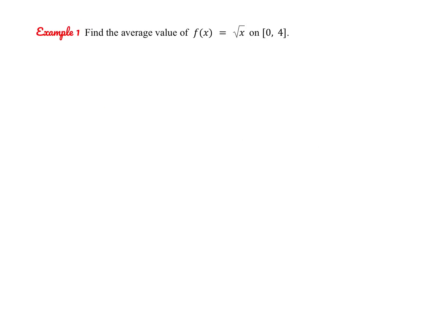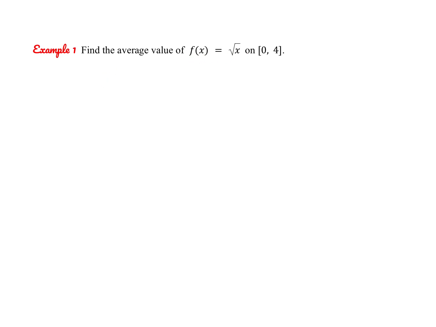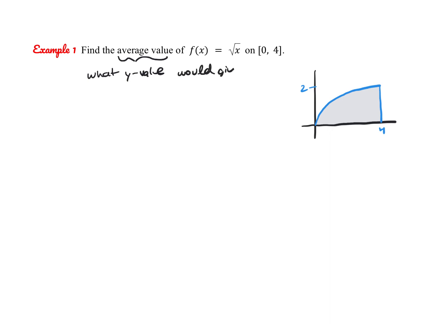All right, let's try one of these together. Here we want to find the average value of f of x equals square root of x on the interval 0 to 4. So we do a quick sketch of this. And here's 4, and so we know that this is 2. And here's our area. So again, what we're asking essentially is what y value would give a rectangle the same area as the area under this curve.